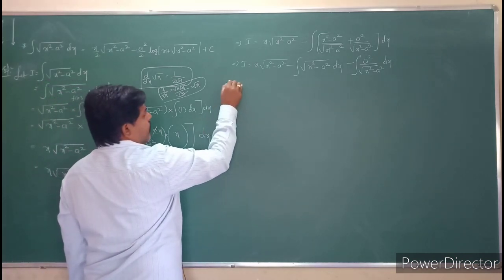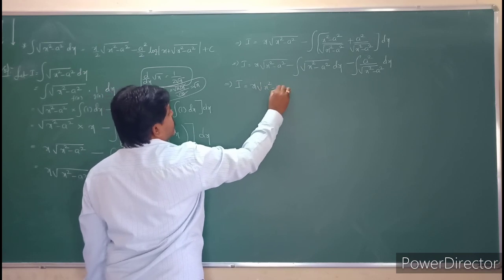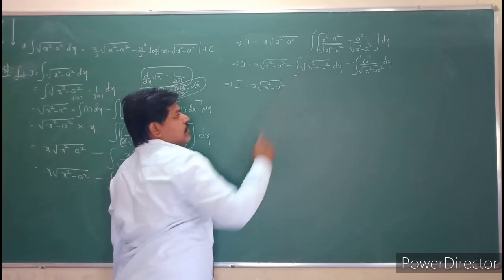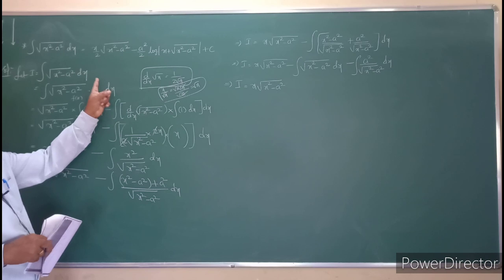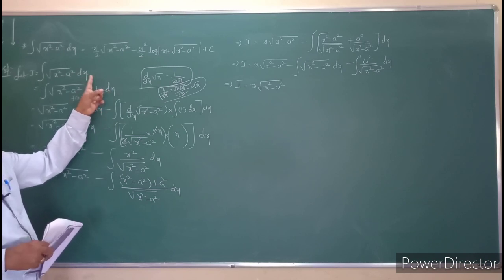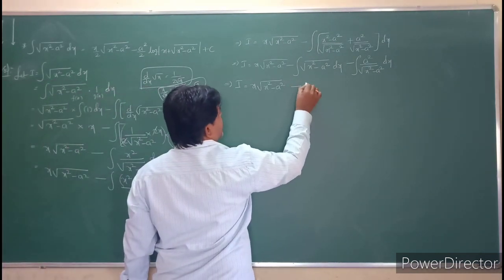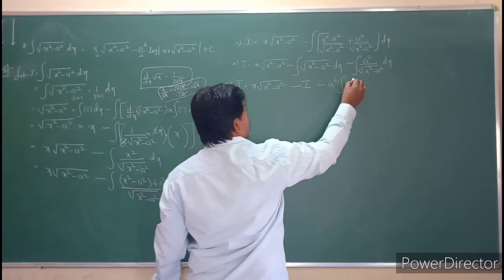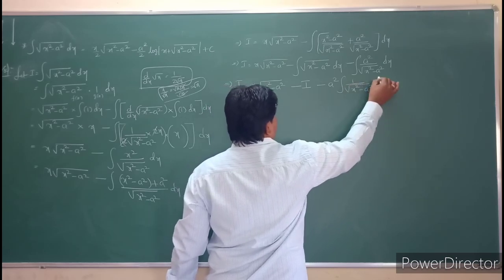So that implies I is equal to x into root of x square minus a square. So what is this, students? This term is I. See this one? This term is I. Yes or no? So in the place of root of x square minus a square we can replace I, because we are already taking this value as I. So we can take it as minus a square into integral of 1 by root of x square minus a square into dx.